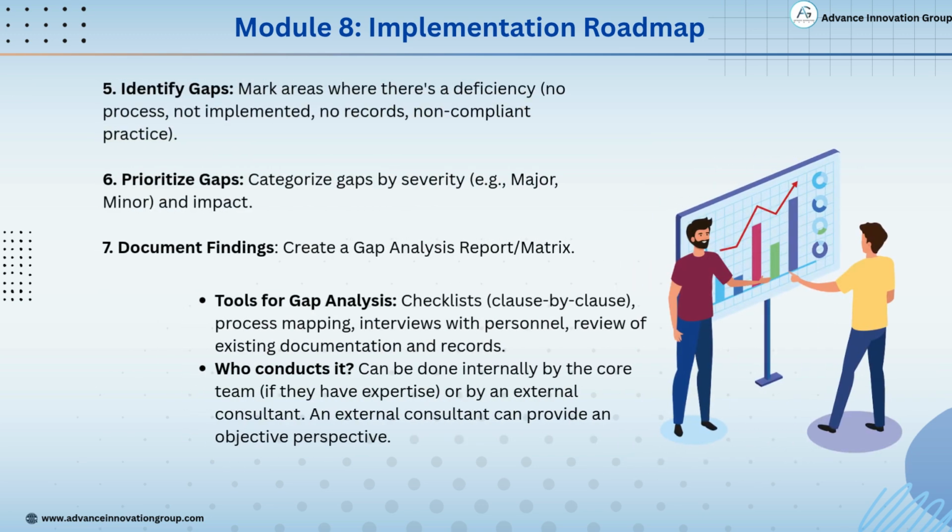Now let's move to Step 5 of the implementation roadmap. Identify gaps. Here, we look for areas where there is a deficiency. Maybe a process doesn't exist, it's not implemented, there are no records, or the practice is non-compliant with standards. Step 6 is to prioritize gaps. Once gaps are identified, we need to categorize them based on severity, like major, minor, and also assess their impact on the system. Then, in Step 7, we document the findings.